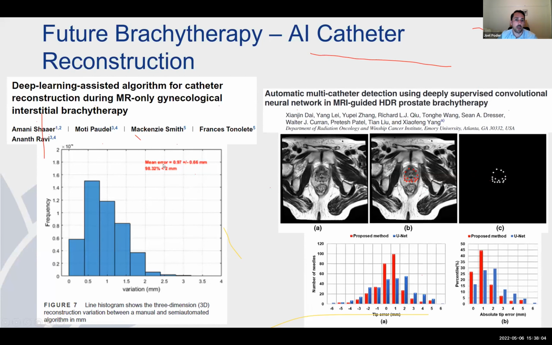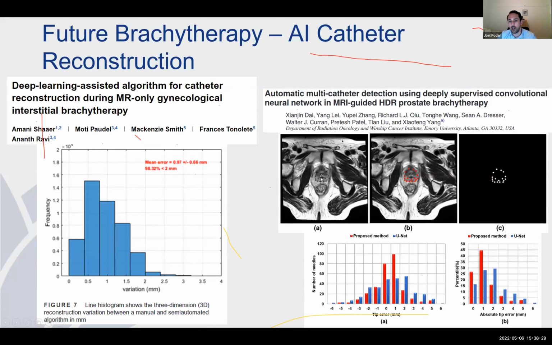And you can see the mean error was approximately 1 millimeter, and that 98.3% of the differences in the AI versus the user were less than 2 millimeters. So it's doing quite a good job. I wouldn't say that it's 100% there ready for the clinic just yet, but potentially at some point in the future. I'd also like to show on the right-hand side here a very similar study applied to prostate cancer treatments using MRI.